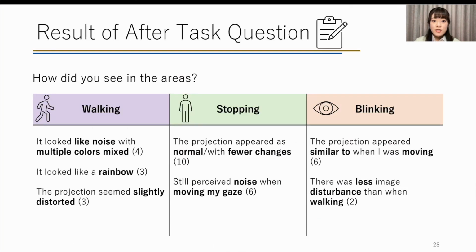Next, we show the results of the questions asked after the task. We asked how the projection looked for each of the 3 movements in the experiment: walking, stopping, and blinking. In the walking condition, participants stated it looked like noise with multiple colors mixed. In stopping, they mentioned it appeared normal. In blinking, they stated it looked similar to when they were moving.